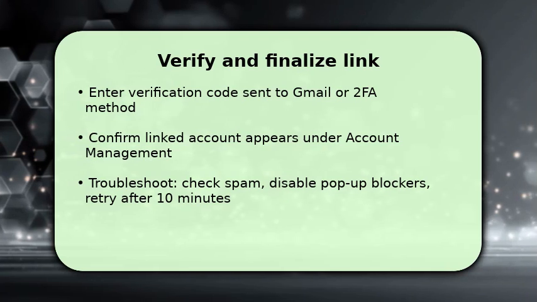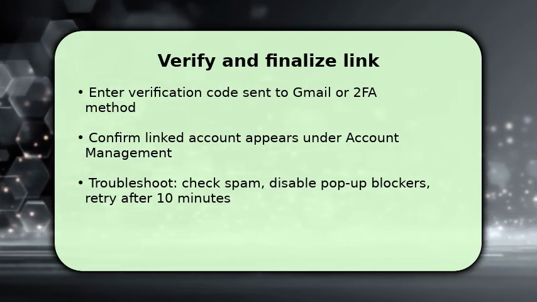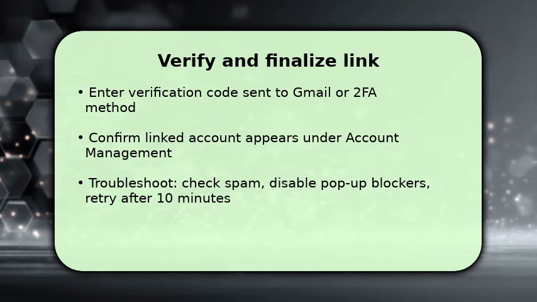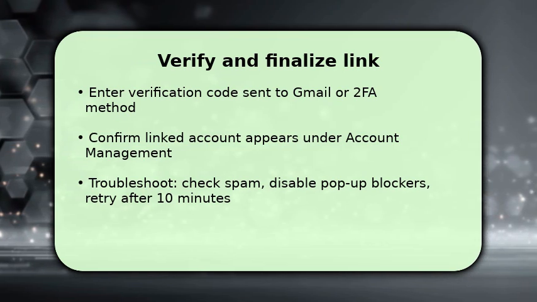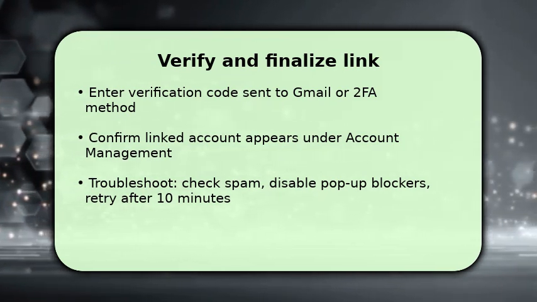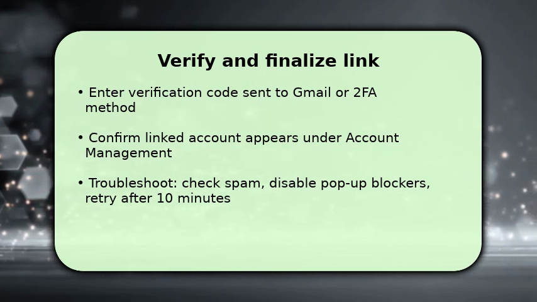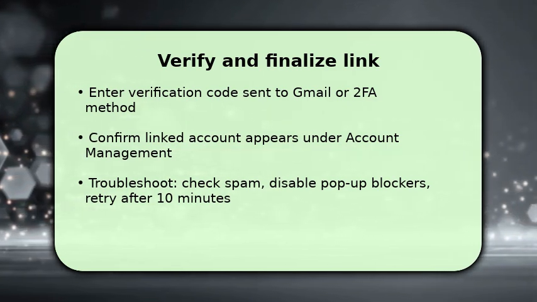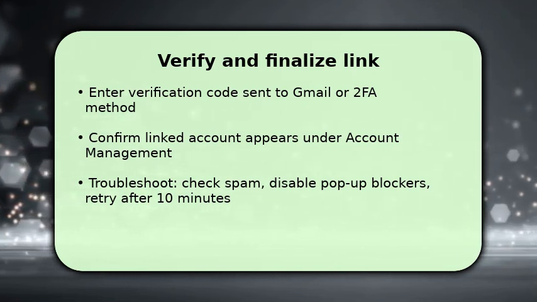You finish by entering the verification code Hoyoverse sent to your Gmail or through your two-factor authenticator. This step finalizes ownership confirmation. Once done, confirm the Gmail address appears under Account Management as linked. If the link fails, make sure the verification email is not in spam, disable pop-up blockers, and retry. Sometimes server delays require waiting roughly 10 minutes before resending.